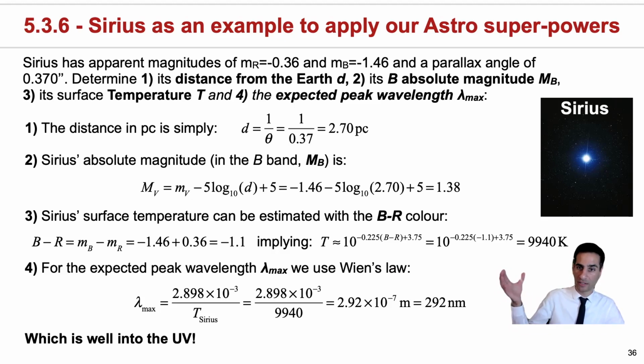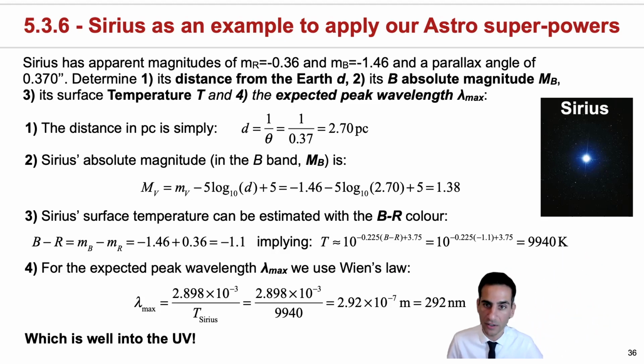Because we've determined the temperature, we can actually use Wien's law to predict what should be the peak if you were to take a spectrum of Sirius. And it turns out to be 292 nanometers. And this is well into the ultraviolet. So our eyes would actually not be sensitive to most of the light coming from Sirius. And on top of that, we've also seen in this section that in the ultraviolet, the atmosphere is quite opaque, so we wouldn't be able to see that either.